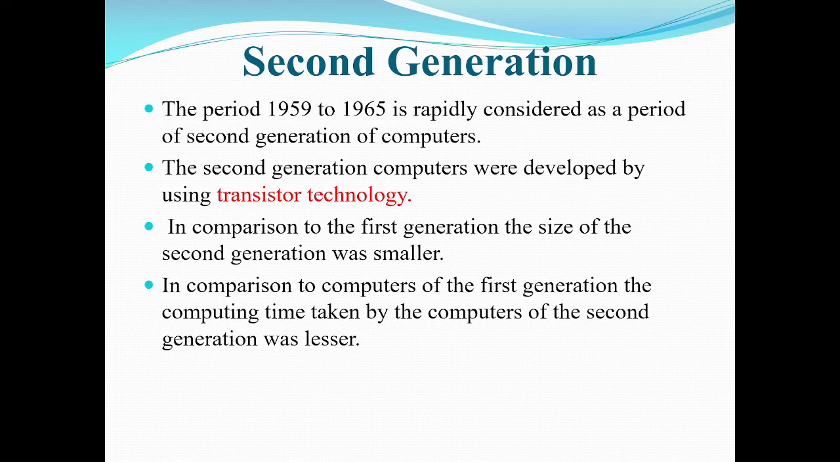As we said earlier, the period is from 1959 to 1965, and the technology used over here is transistors. So instead of vacuum tubes, the second generation systems started using transistors. Because of this usage, the size of these second generation computers was smaller when compared with the first generation computers, and in the same way, the computation time taken by these second generation computers was less.